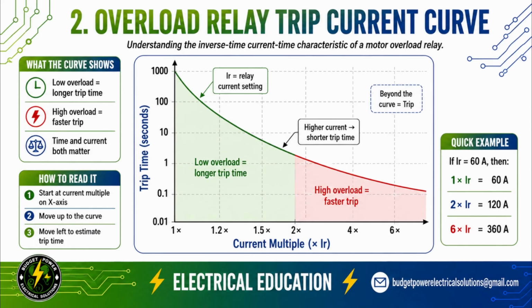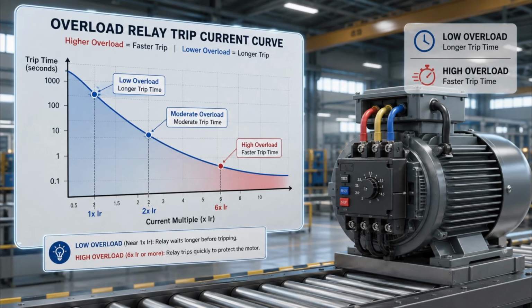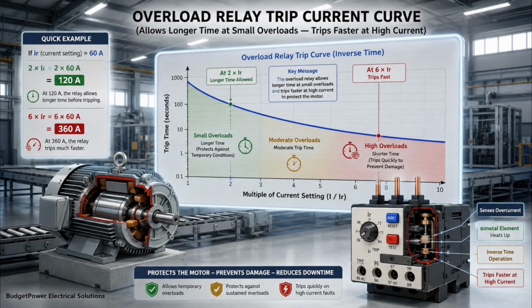For example, if the relay is set to 60 amps, then 2 times IR means 120 amps, and 6 times IR means 360 amps. So always remember, higher current means shorter trip time. In the next slide, we'll see exactly how to read a trip time from this curve step by step.